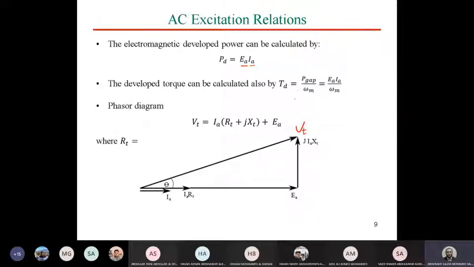In terms of the phasor diagram, the same relation: VT equals IA multiplied by RT plus JXT, because now you have inductance. In DC, the inductance at steady state was 0. However, here, if you supply it by an AC supply, you will have a value for inductance. This plus the value of EA is now the phasor diagram representing the universal motor.